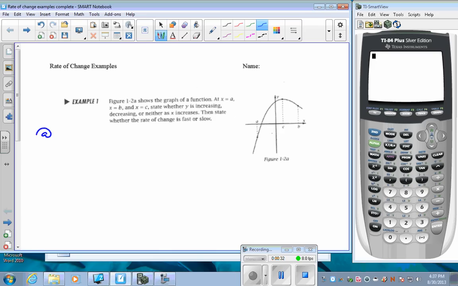So at x is equal to a, y is, let's look at our graph right here at a, and we read the graph from left to right. So as I read the graph from left to right, y is increasing.